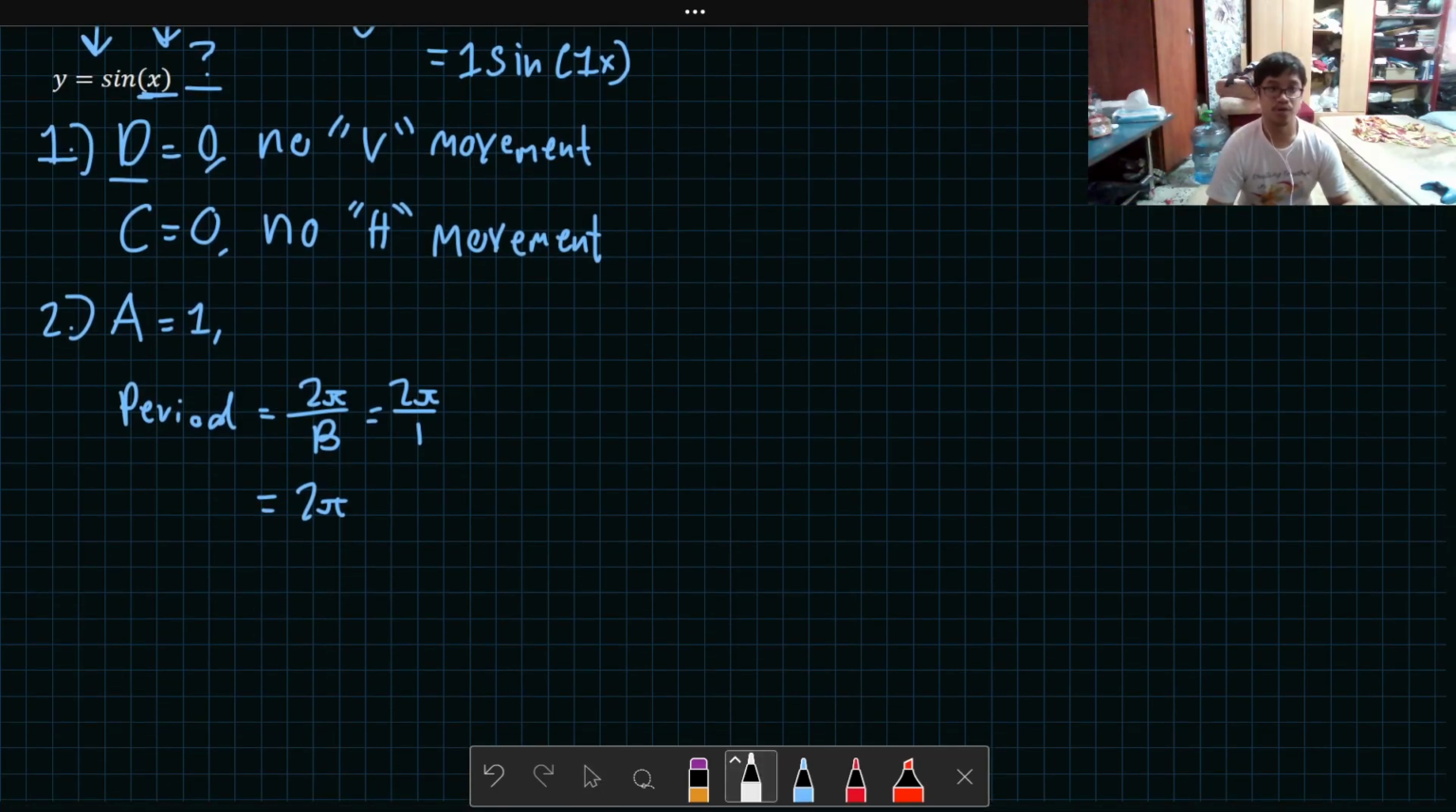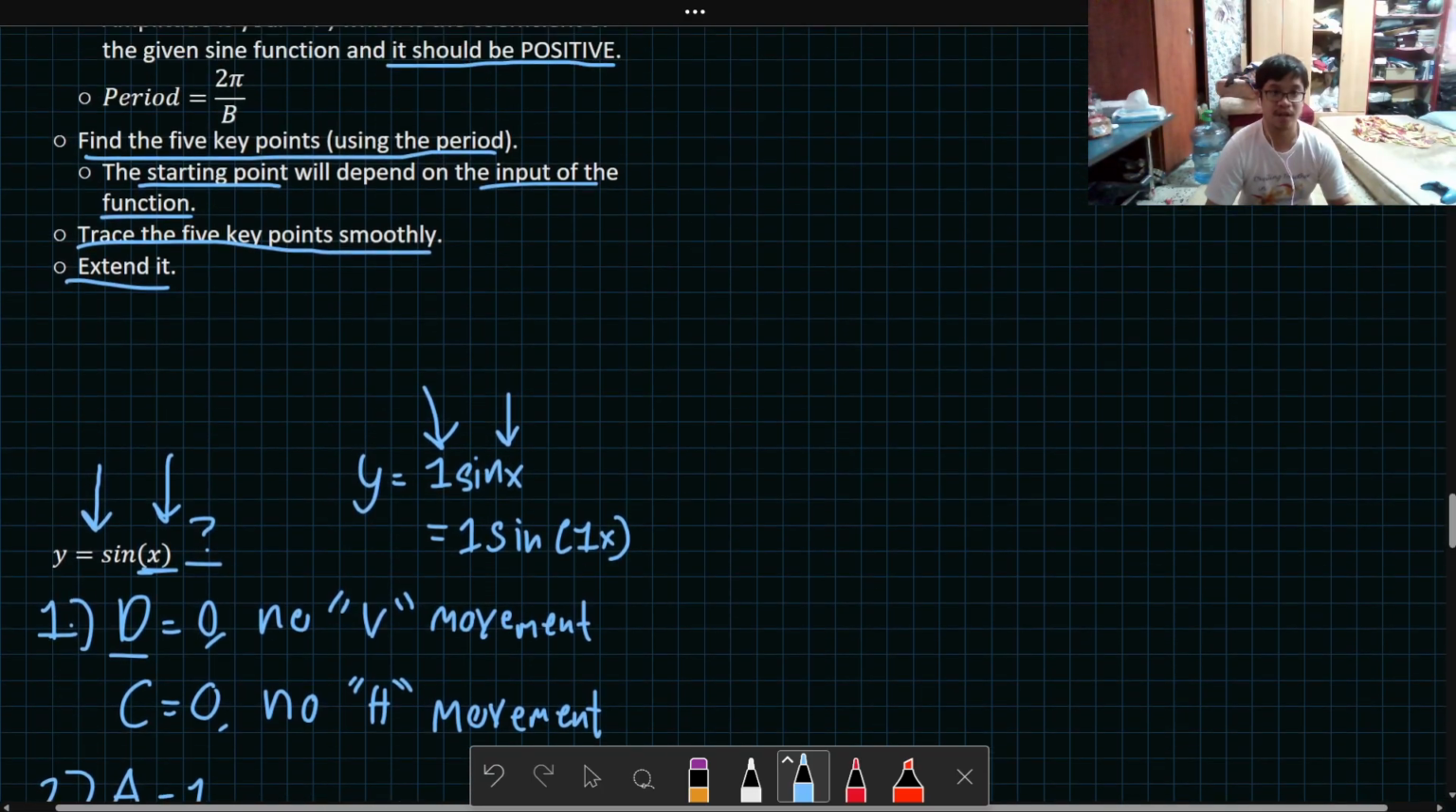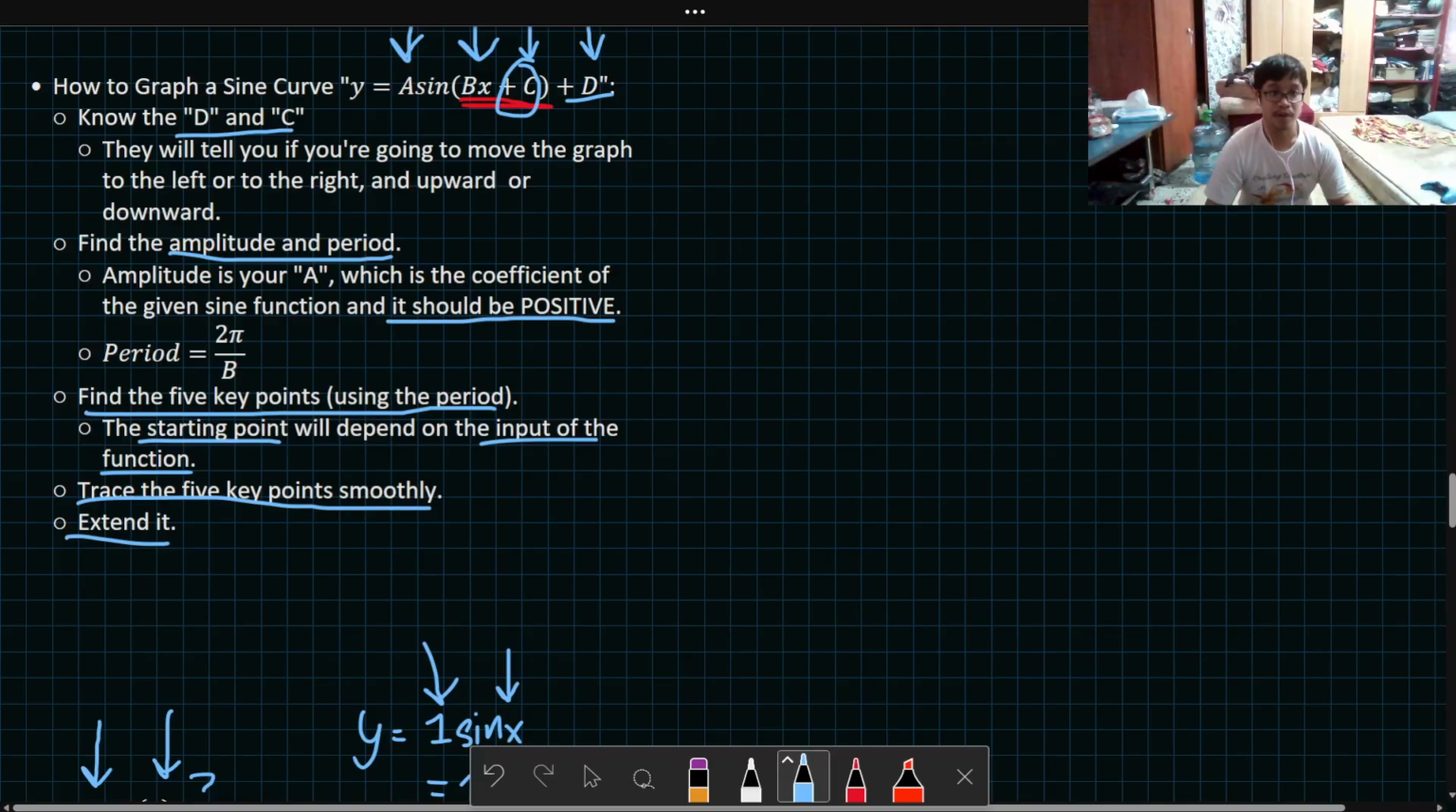Okay, so we have the second step. The third step is we're going to find the key points. Now, remember, on the third step, let's have a recall: find the 5 key points using the period.